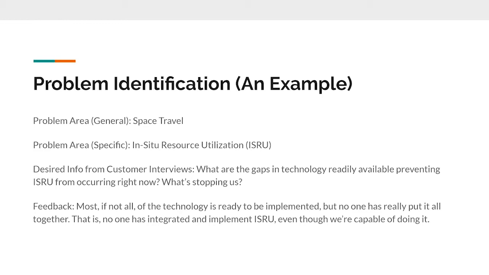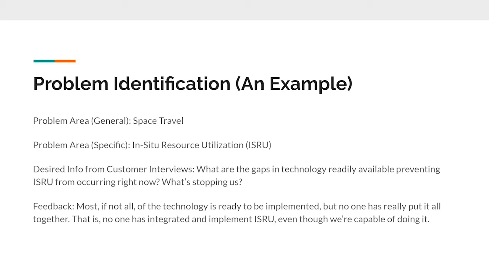And so when I'm going into my customer interviews, the information that I'm interested in identifying is what are the gaps in technology that are readily available, preventing ISRU from occurring now? Like what's stopping us from just going to the moon, going to Mars, and harvesting oxygen from the dirt? Why aren't we doing that already? And hypothetically, let's say I call up NASA, SpaceX, Sierra Nevada, Lockheed, all of these companies that work on these issues.